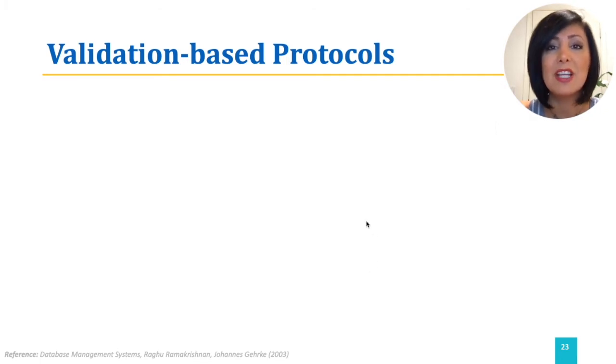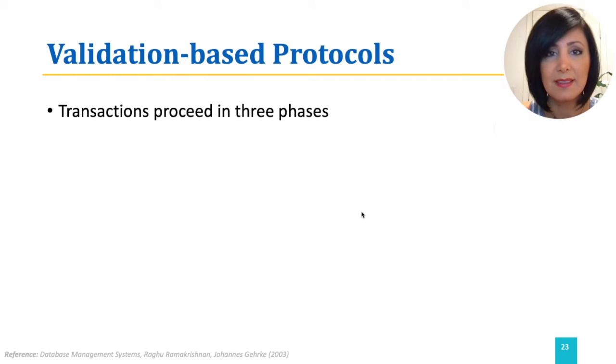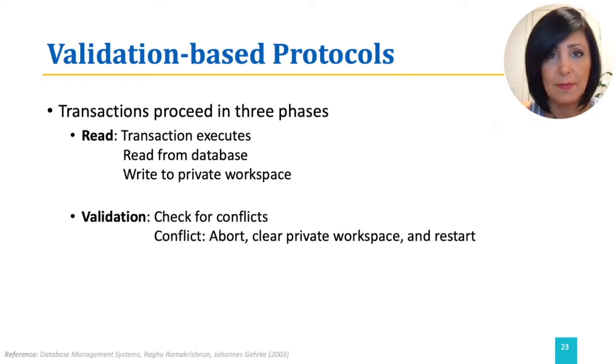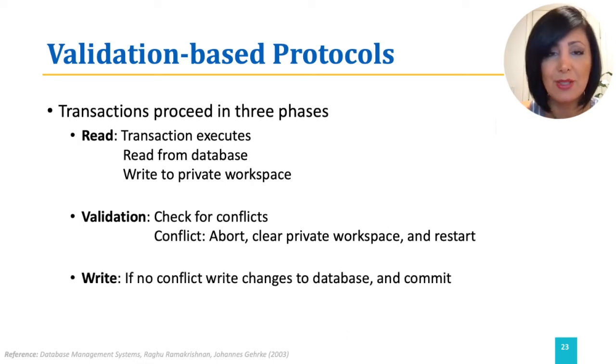In this method, transactions proceed in 3 phases: read, validation, and write. In the read phase, a transaction executes, reads data from the database, and writes the data to a private workspace. When the transaction is complete and it wants to commit, the database management system now checks whether there has been a conflict with any other transaction that has been running concurrently. If there has been a conflict, the transaction will abort, the private workspace will be deleted, and the transaction will be restarted. This phase is called the validation phase. If there are no conflicts, the transaction will proceed and the changes will be written to the database and committed.